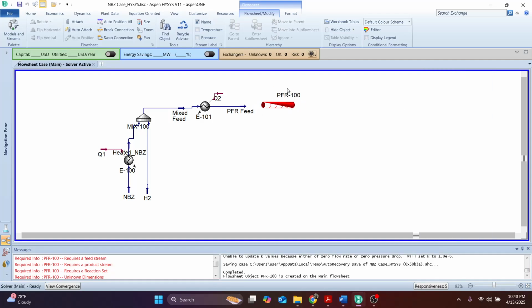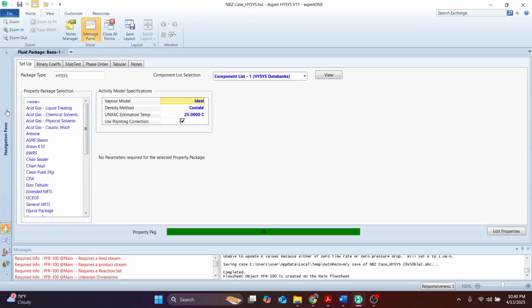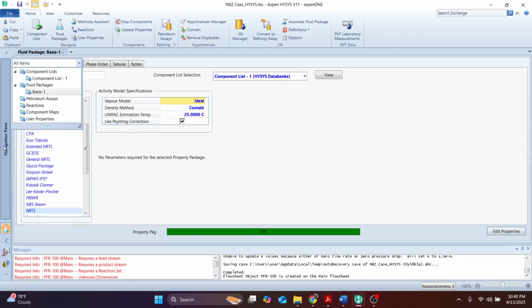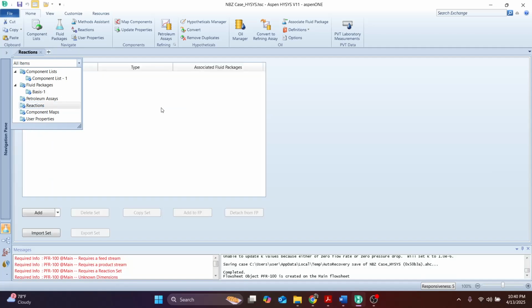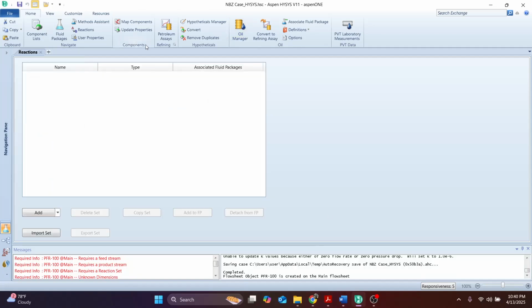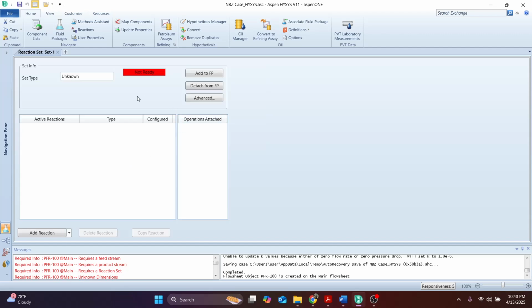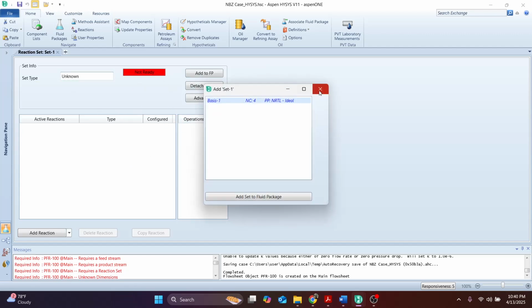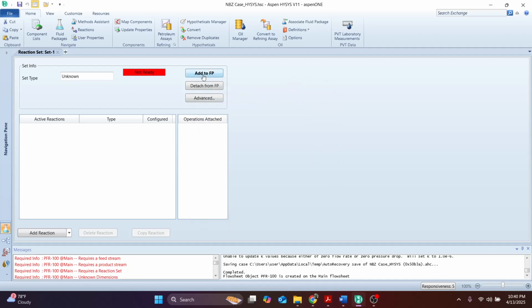Now for the reactor, we must ensure the required fields are available, for example the dimension and then the reaction. So we will be going back to the reaction set, the reaction UI interface, and we'll be adding a reaction set, still using the NRTL fluid package.